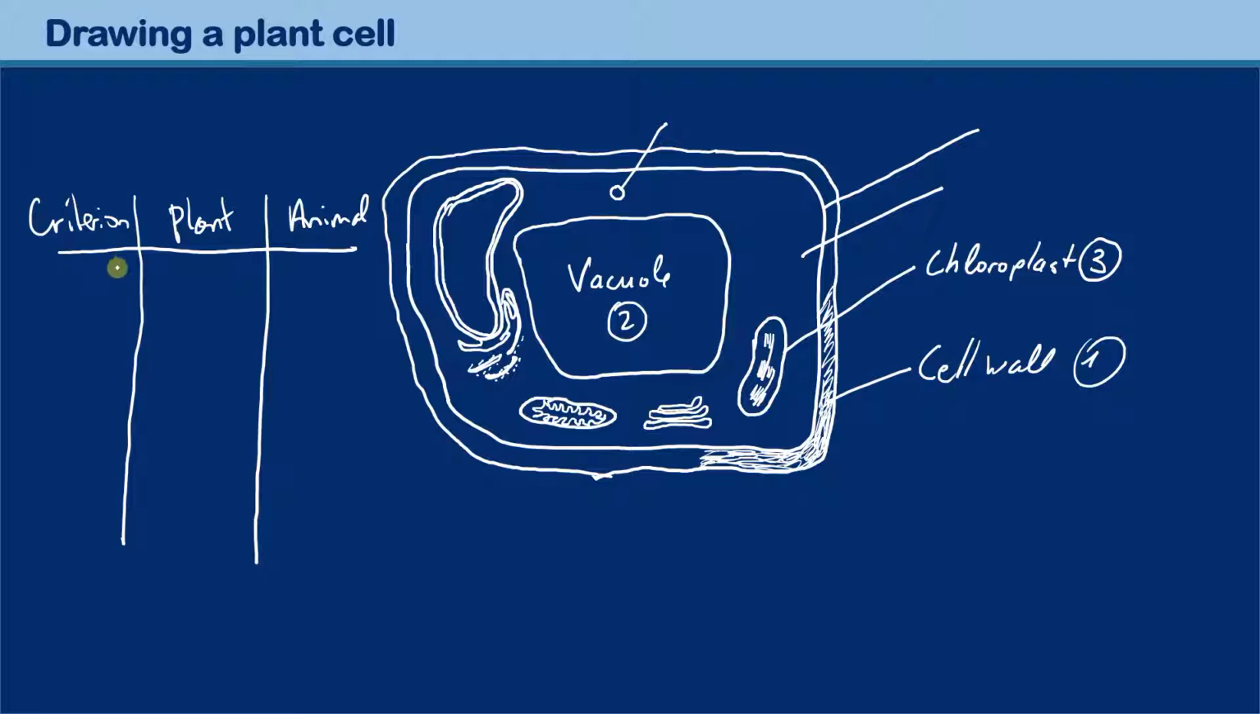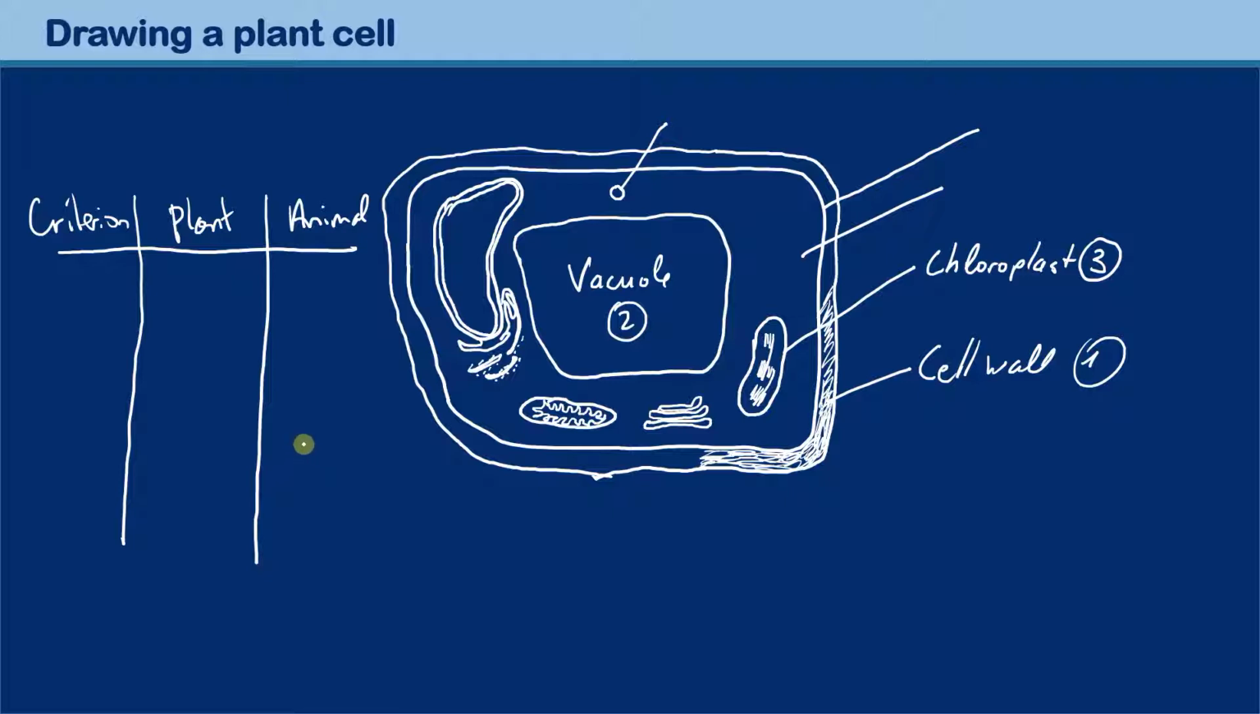If you say plant cells have chloroplasts and animal cells have mitochondria, then this is clearly wrong, because plant cells also have mitochondria. So you would probably want to do the following: the presence of a large central vacuole, plants yes, animals no. The second point would be the presence of a cell wall. Plants have a cell wall, animals do not. And the third one, the presence of chloroplasts. Plants do have chloroplasts, animals do not.